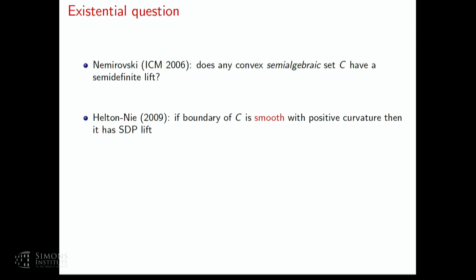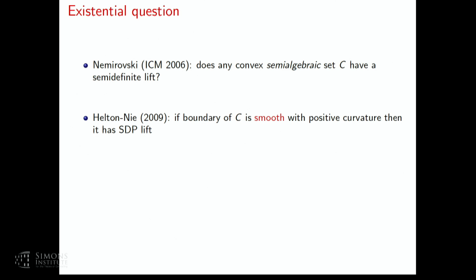So then there were some results by Bill Helton and Jiawang Nie in 2009 and 2010 that showed essentially that if the boundary of the convex set C is smooth and has positive curvature, then it has an SDP lift. So they showed a series of results that have the following flavor: if the boundary of the convex set C that is semi-algebraic is smooth and has positive curvature, then it has an SDP lift. So let me just pause and talk a bit about this assumption.